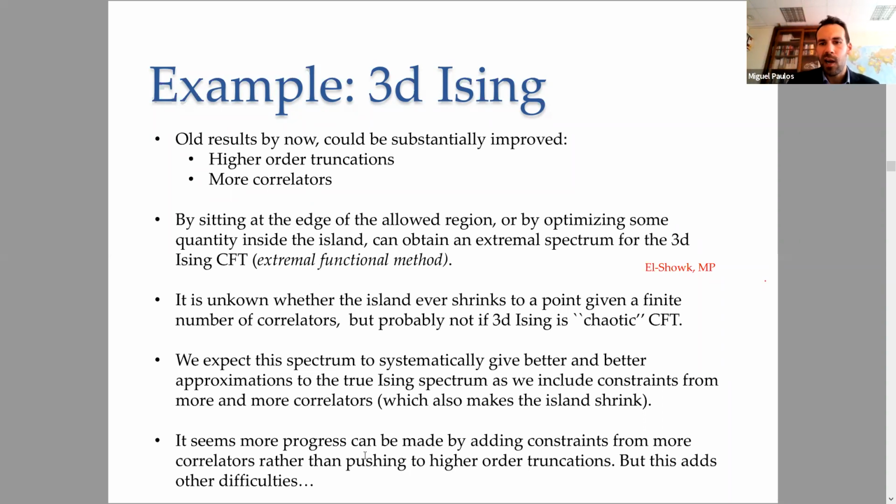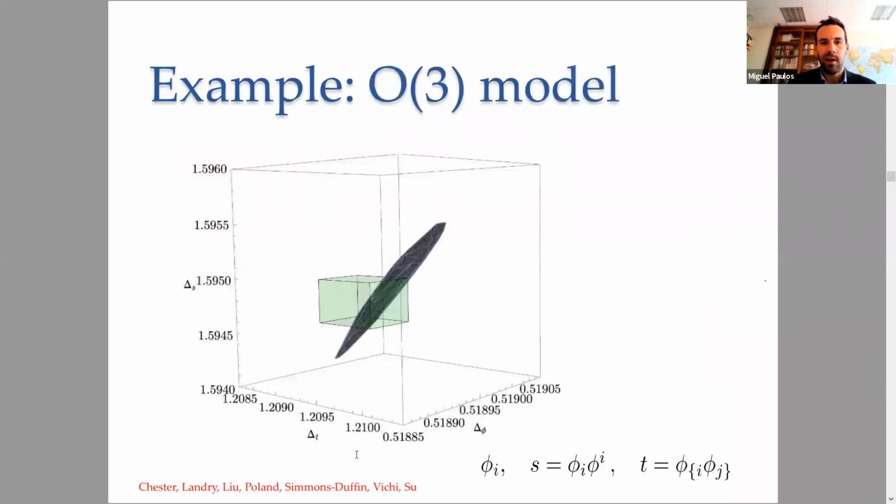The problem is that when you start adding more correlators, then you start running into other kinds of difficulties, numerical difficulties that you need to overcome. This is better seen in a recent example where people studied the O3 model.